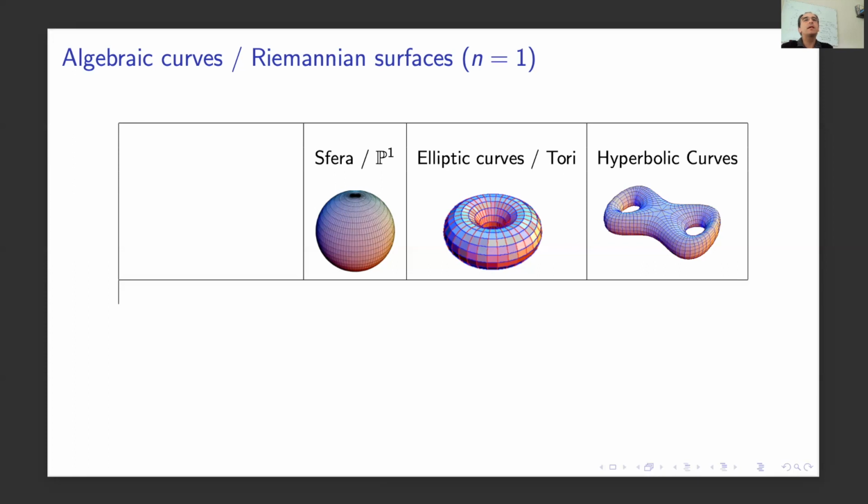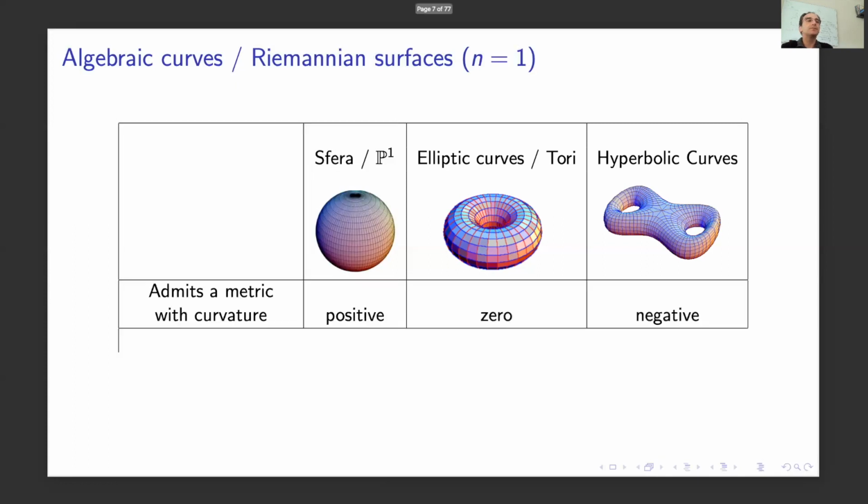The second family is given by elliptic curves or tori, which look like a donut, but it's an algebraic curve or a Riemann surface of genus 1. And then we have hyperbolic curves, which are donuts with more than 1 hole, which are many. Of course, first it depends on the genus, which can be as large as we want. But we'll see that even if we fix the genus, there are many of these curves.